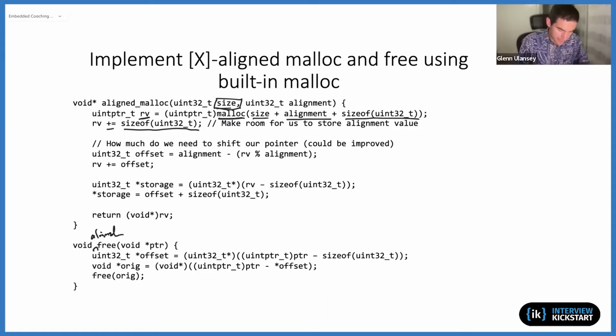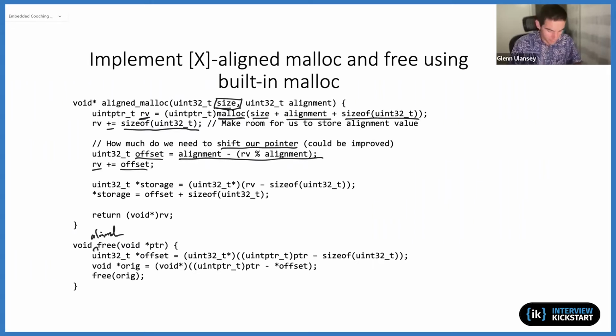So we allocated memory, we stored it in RV, we incremented RV by 4, and now we need to figure out how far off we are. If someone asked for something to be a multiple of 15, and we are at 10, then we need to return a pointer that is 5 bytes further than what we currently have. So we need to do a little bit of math to figure out how much we need to shift it. I'm going to call that our offset. And then we're going to increment our return value again by that offset.